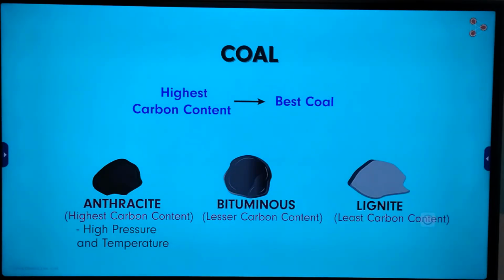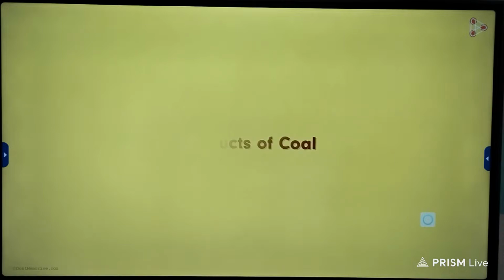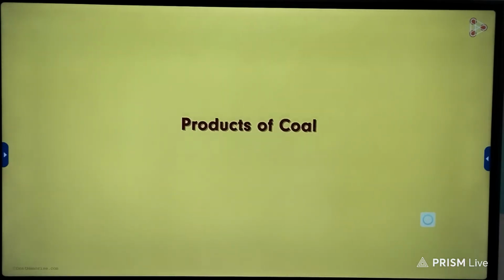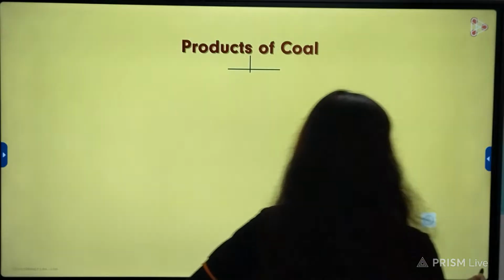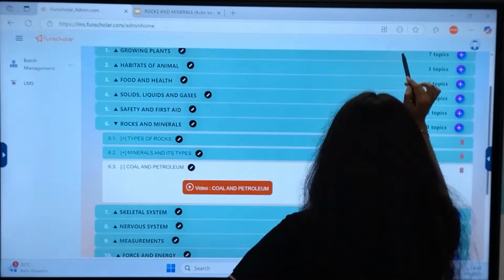There are several subtypes in between these rock types depending on the carbon content. However, we will not be studying them in this lesson. You can look up some reliable sources in case this topic interests you. What we are going to look at now are the products obtained from coal after processing it in the industries. Okay, so you won't be needing so much of details.